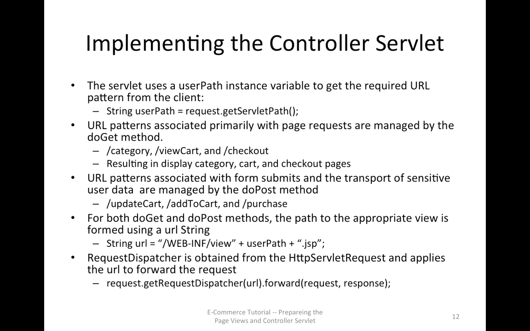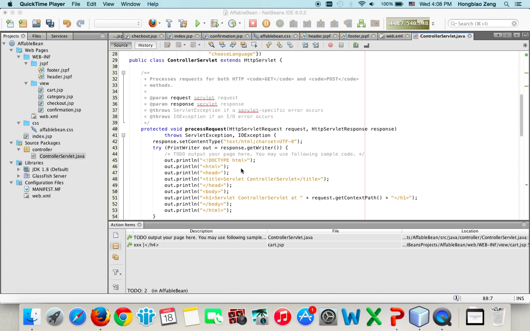Request dispatcher is obtained from the HTTP servlet request and applies the URL to forward the request. The code is request.getRequestDispatcher(url).forward(request, response). Let's implement the controller servlet class.